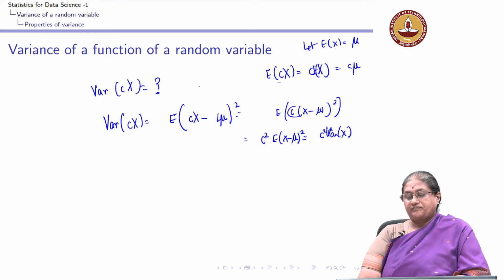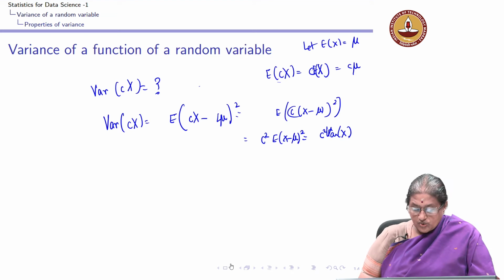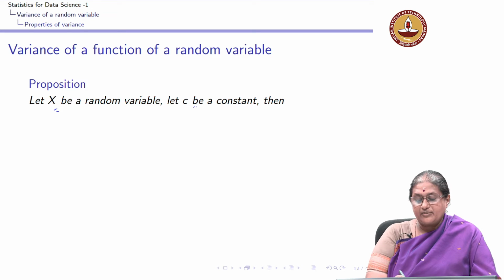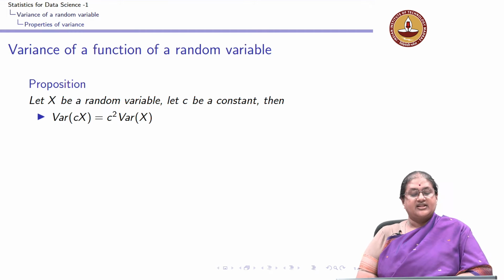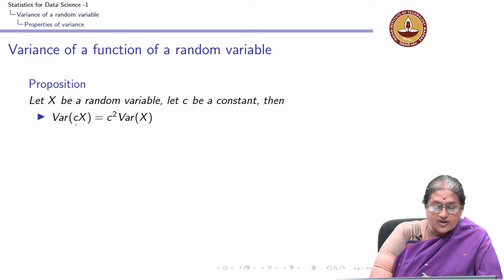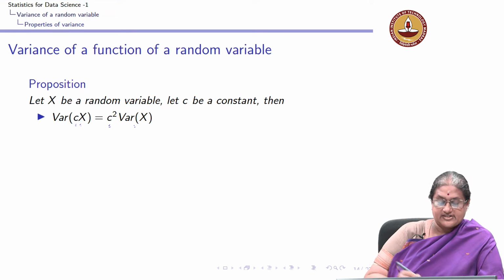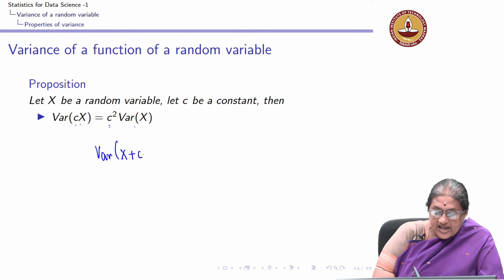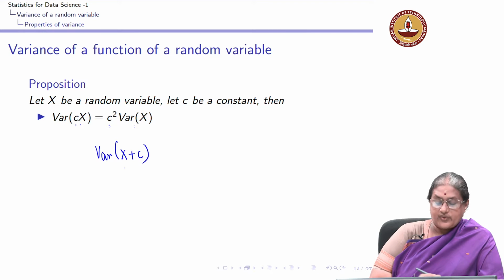which is c square into the variance of X. So we can see that if X is a random variable and c is a constant, then the variance of a constant multiple of X is c square variance of X.